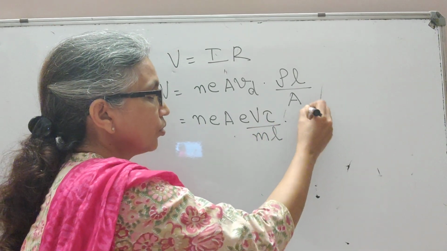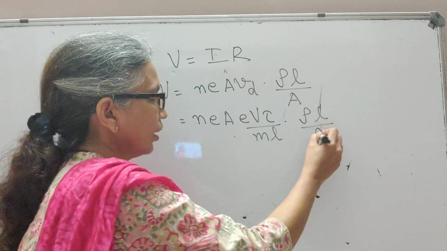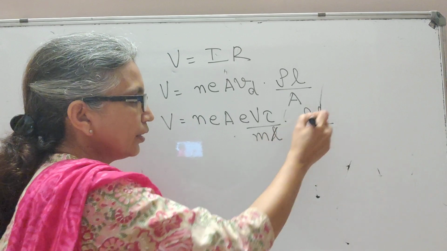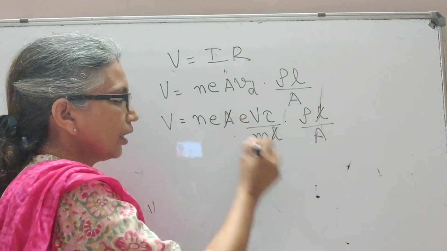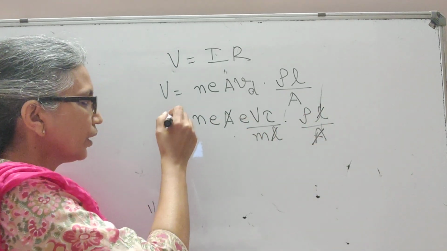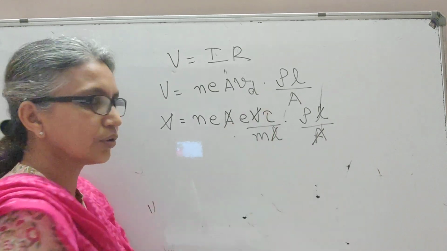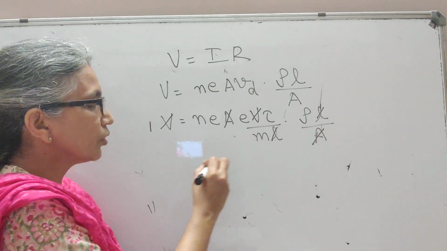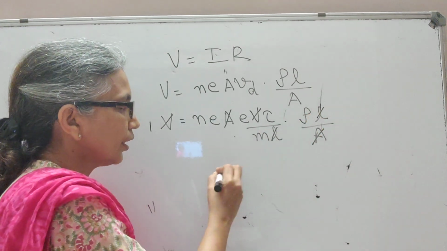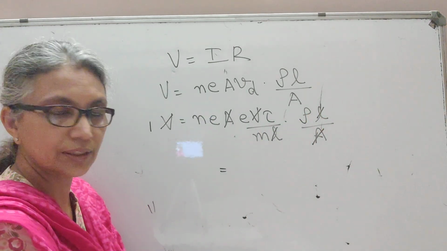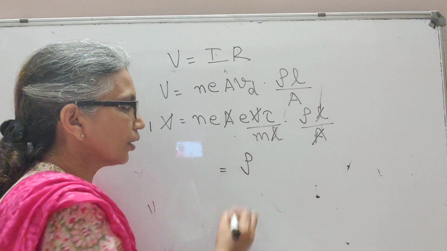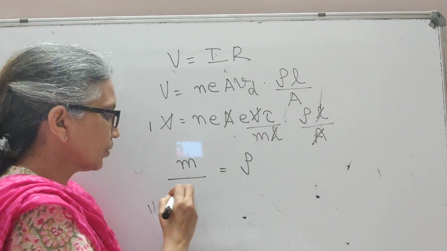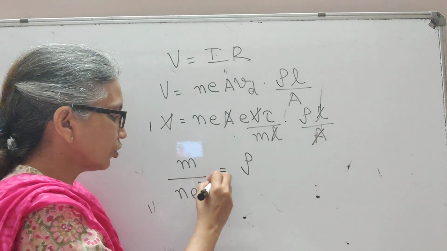e into rho L by A. And this is what we have as V. Now this L and this L I can cancel. This A and this A I may cancel. This V on the left hand side and this V on the right hand side I have cancelled, so that this leaves me with 1 here. And so if I leave rho on this side and bring all the other terms to the other side, I have rho here. This goes on top as m by, this comes down as ne squared tau.